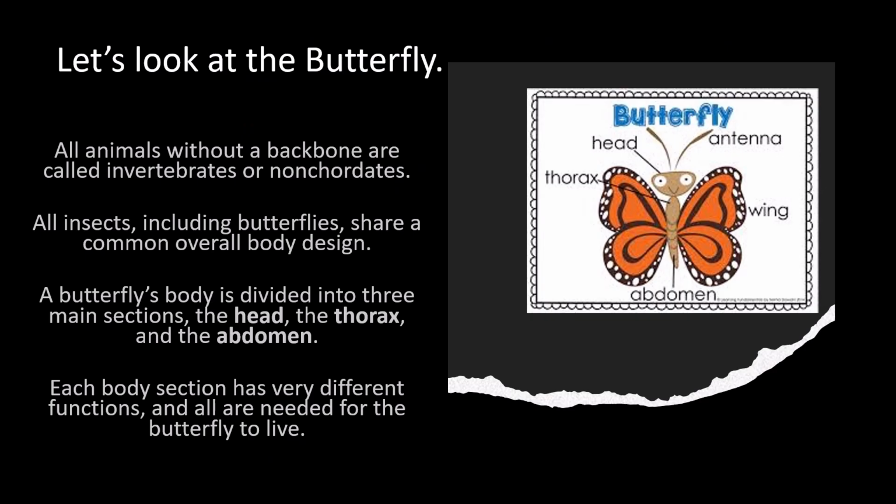Let's look at the butterfly. All animals without a backbone are called invertebrates or non-chordates. All insects, including butterflies, share a common overall body design. A butterfly's body is divided into 3 main sections: the head, the thorax, and the abdomen. Each body section has very different functions, and all are needed for the butterfly to live.